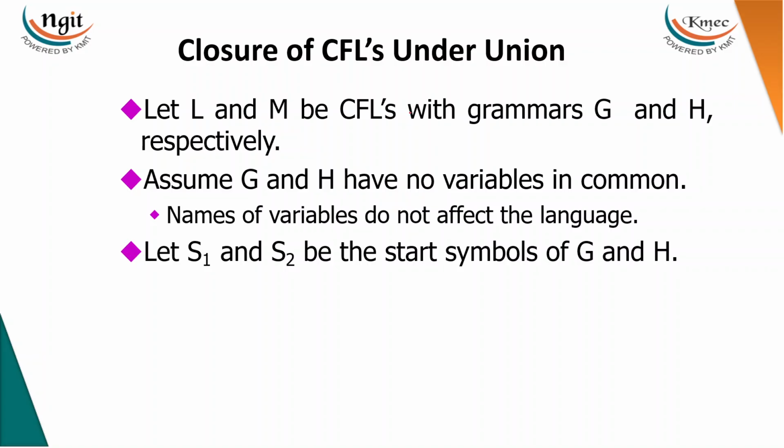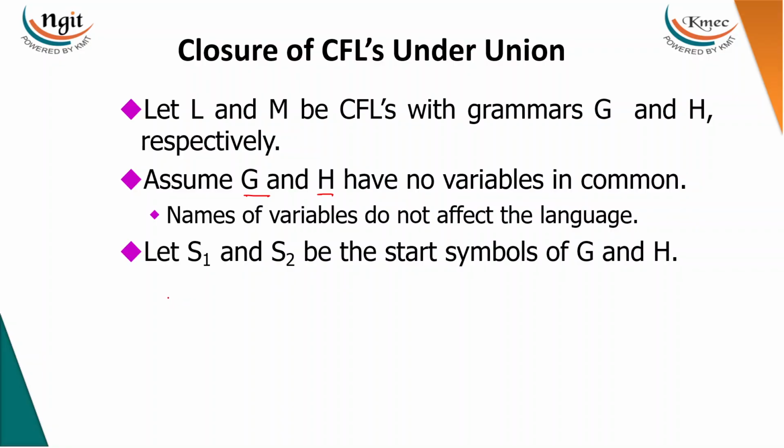So let me explain this with some examples. First, the closure property for union. How is this closed under union? Let L and M be CFLs with grammars G and H. Assume that G and H have no variables in common, which does not affect the language. So make sure the grammars don't have the same variable names. If so, just rename them, no problem. Then how can we do this?